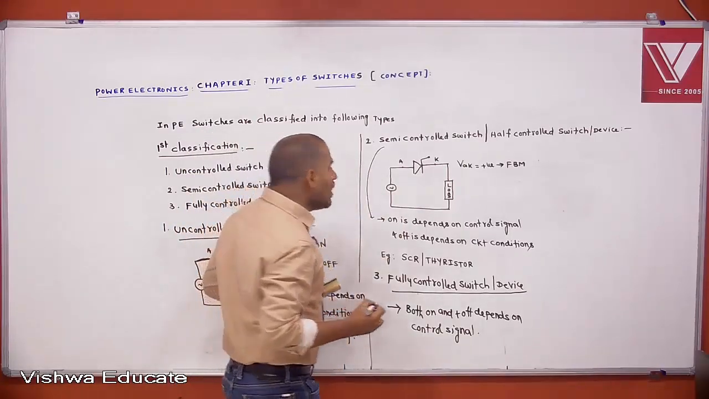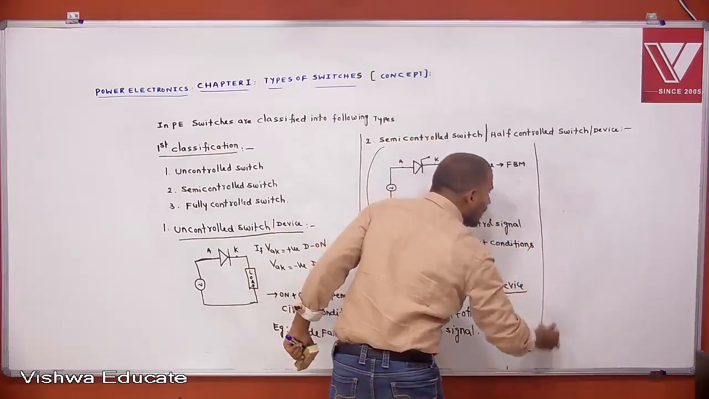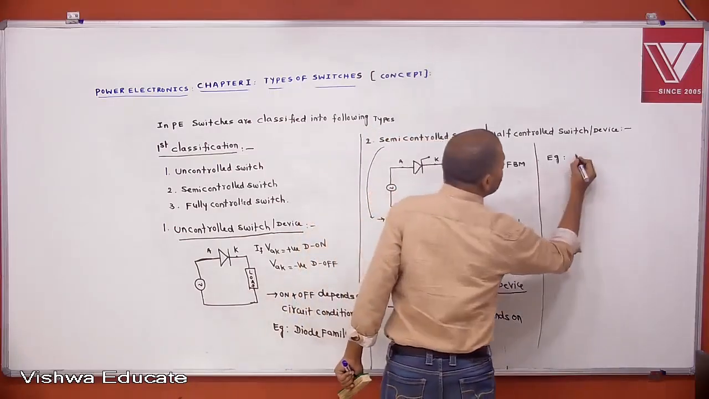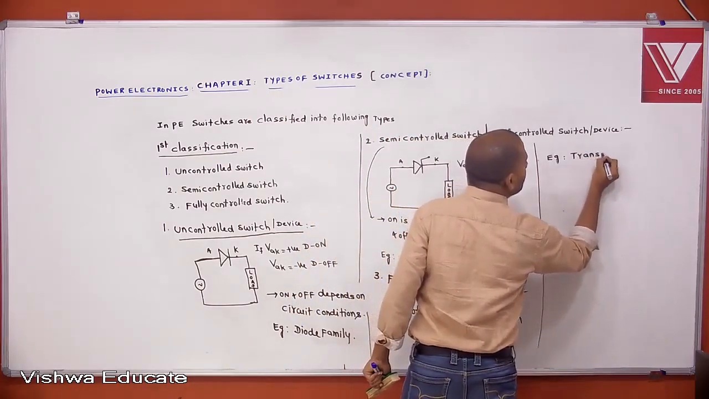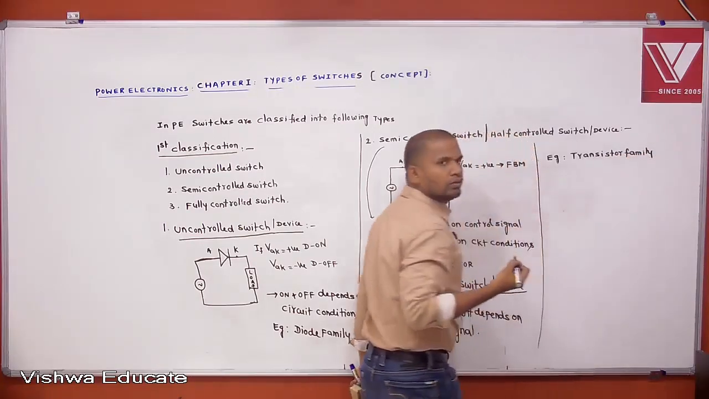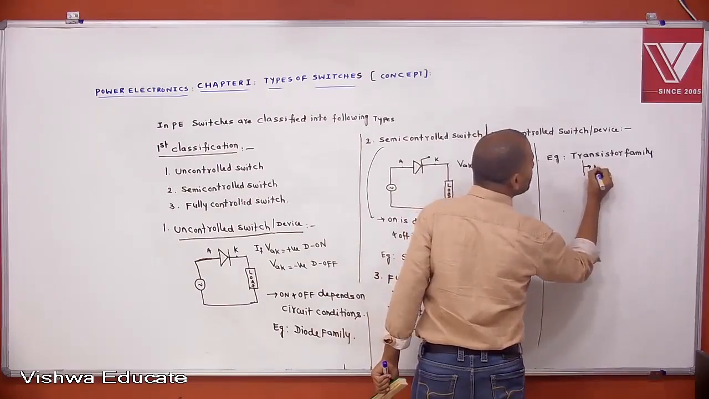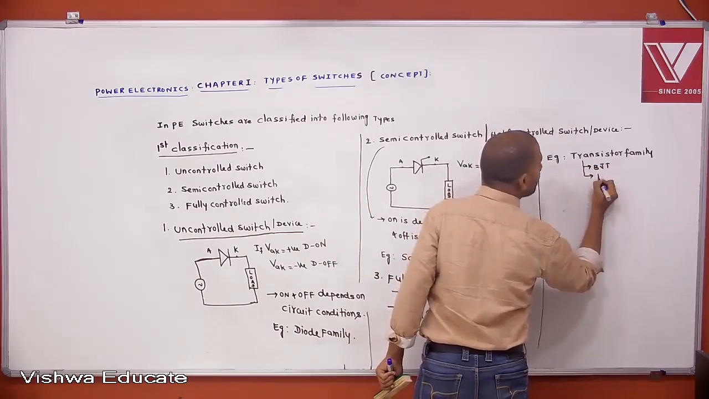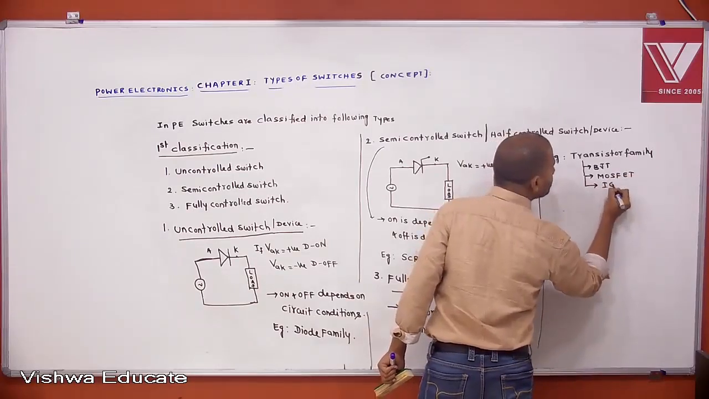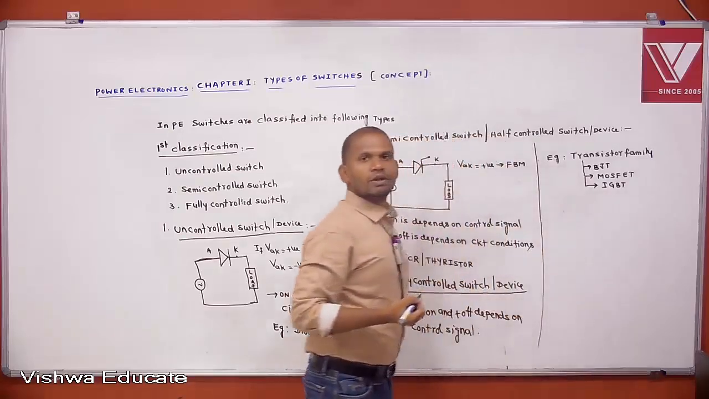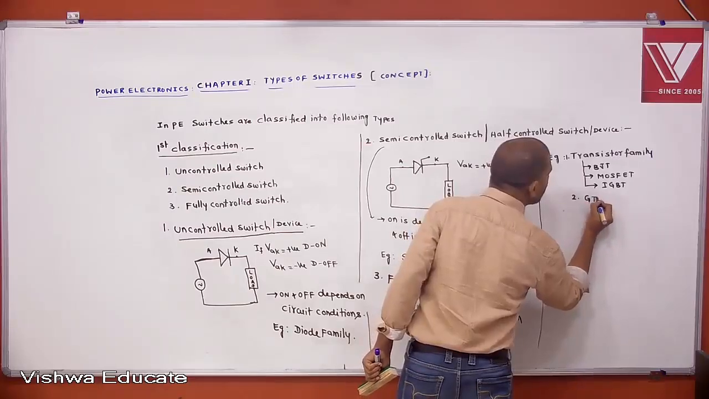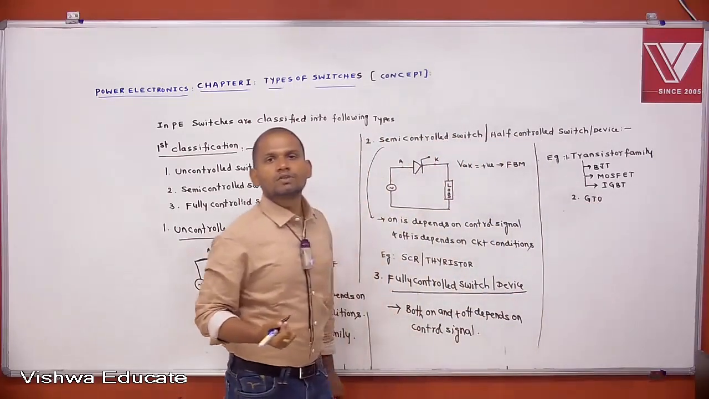Then what are the examples of a fully controlled switch or fully controlled device? Examples. One is the transistor family. The total transistor family is fully controlled. Transistor family means BJT, MOSFET, IGBT. This is a fully controlled device. Another example is GTO, gate turn-off thyristor, which is also a fully controlled device.